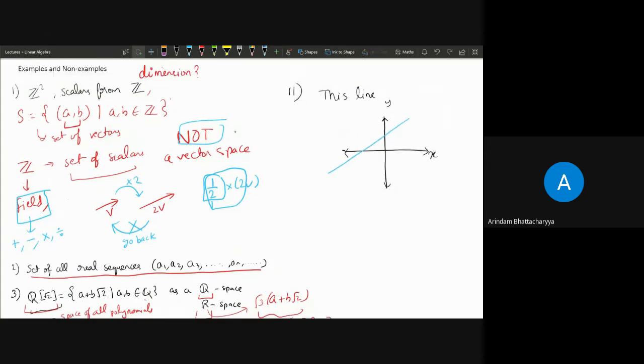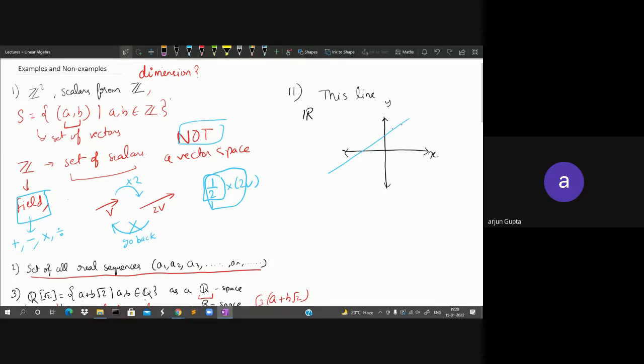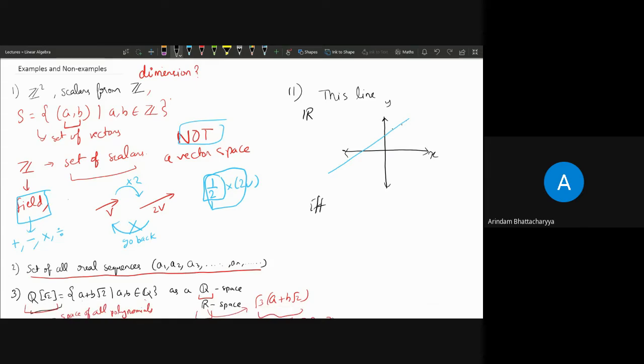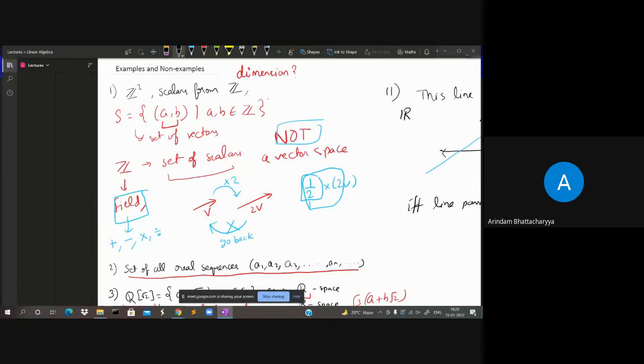Is this line a vector space under reals? So by line I mean points on the line. I think if and only if the line passes through the origin. Yeah, exactly. If and only if the line passes through the origin. Nice. So all right, let's move on.